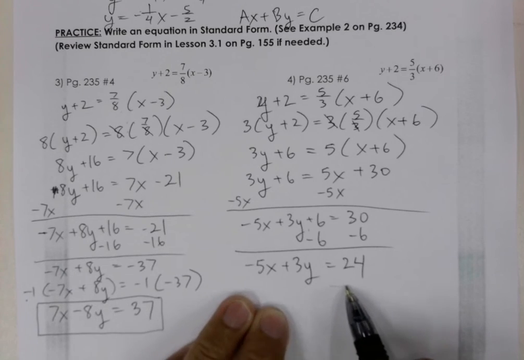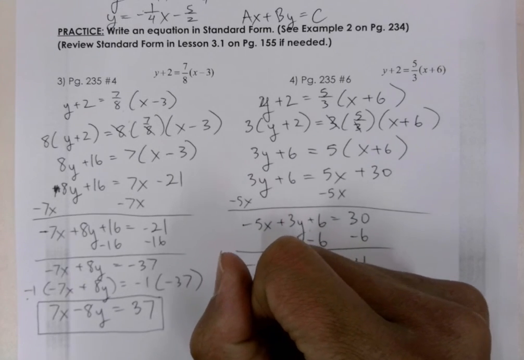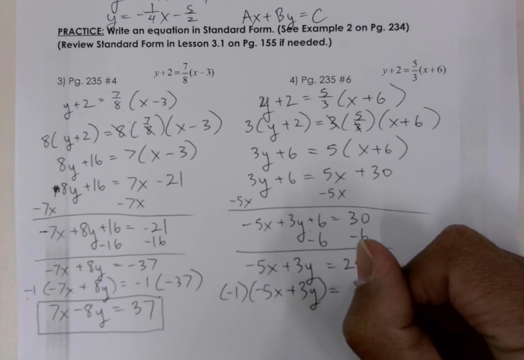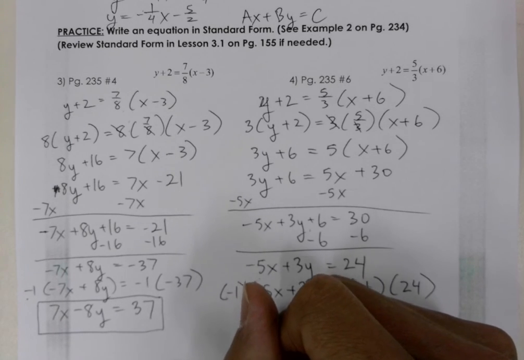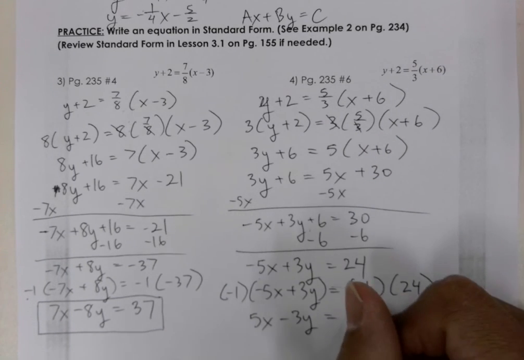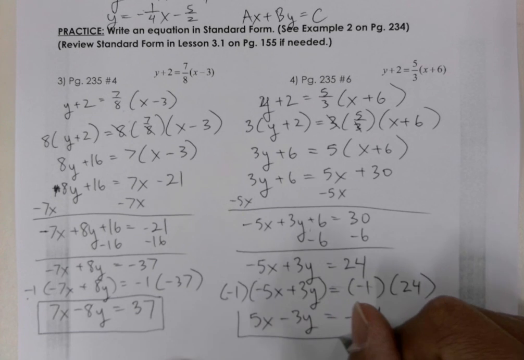Now from here, it seems that we have our equation in standard form. However, our a must be a number greater than or equal to 0, but it is currently a negative number. So we can multiply both sides of the equal sign by negative 1 to flip the sign of the a term. If we distribute out the negative 1 on the left side, a negative times a negative becomes positive 5x. A negative times a positive becomes negative 3y. And on the right side, we have a negative times a positive, which becomes negative 24. Now the greatest common factor of a, b, and c is 1. A and b are both not equal to 0. A is greater than or equal to 0, and a, b, and c are all integers. So this here is our equation in standard form.